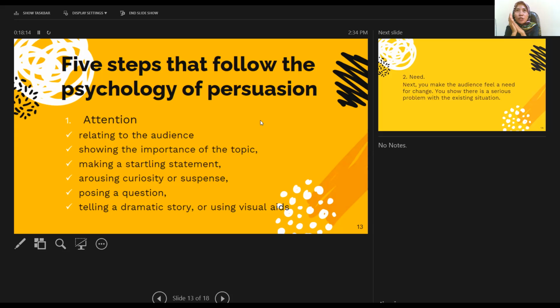Kalau kasih contoh, misalnya seperti ini. Online learning gives many benefits for the students. The first benefit is da-da-da. The second benefit is da-da-da. The third benefit is da-da-da. Nah, itu bisa di anu ya. Kalian nanti bisa buat sendiri di situ.